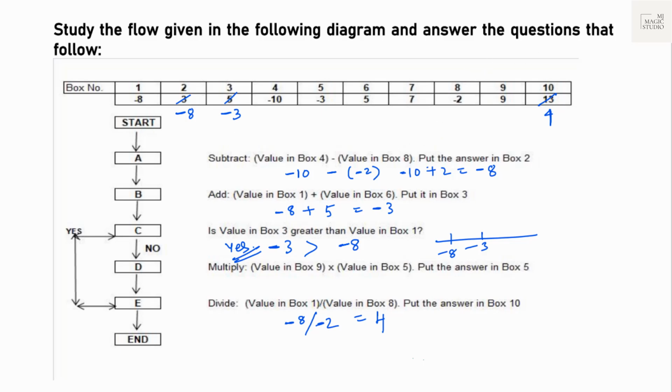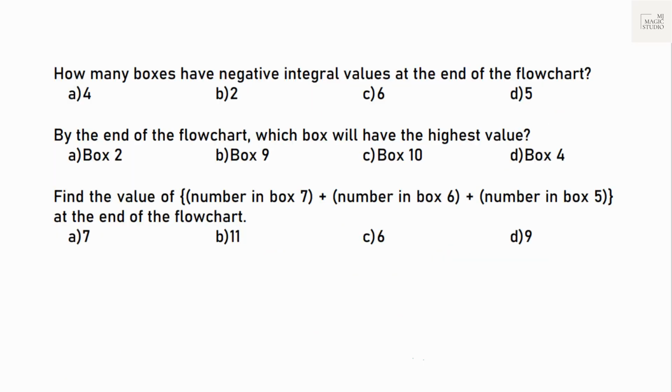Let's see the questions that follow. Okay, so these are the 3 questions. How many boxes have negative integral values at the end of flowchart? 1, 2, 3, 4, 5, 6. 6 boxes will have negative value. You must check your answers, option, whatever you have got.